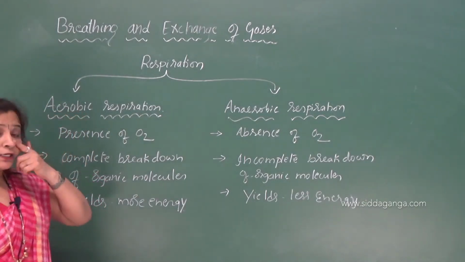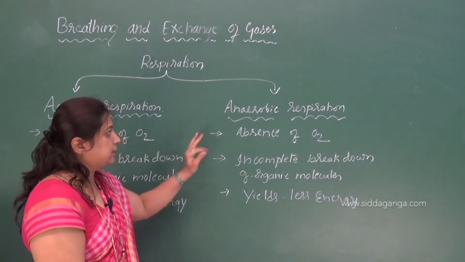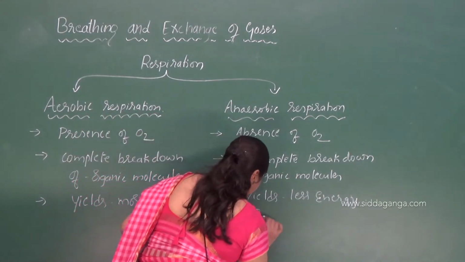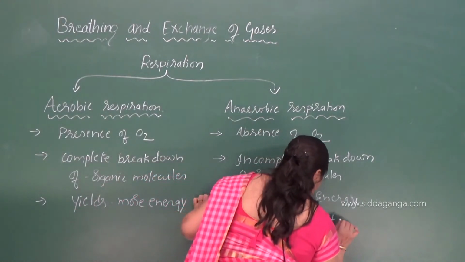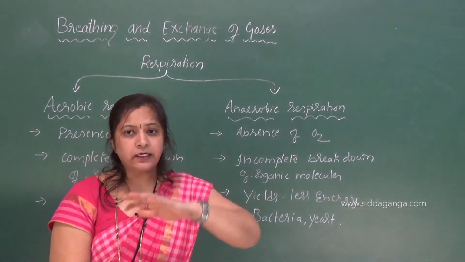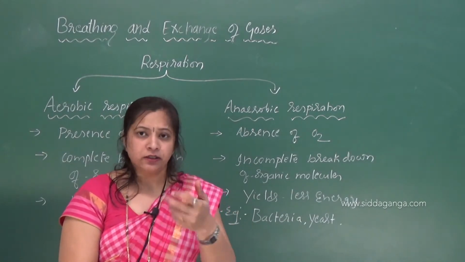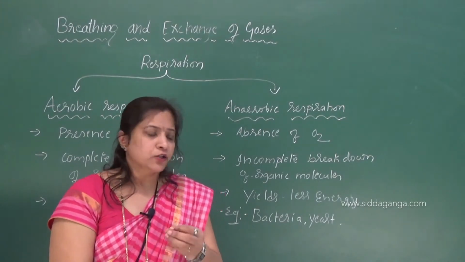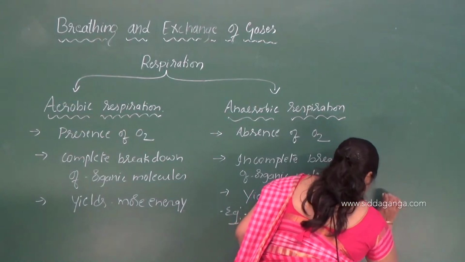Aerobic respiration is shown by most of the organisms, whereas anaerobic respiration is shown by, for example, bacteria, yeast, and some endoparasites. Endoparasites are the parasites which live inside the body. Examples are Ascaris lumbricoides that lives in the small intestine of man, tapeworm Taenia solium, and liver fluke. All these endoparasites also respire anaerobically.